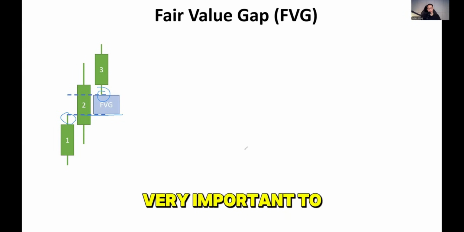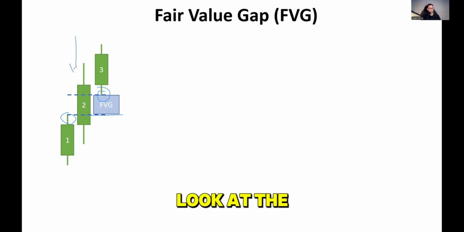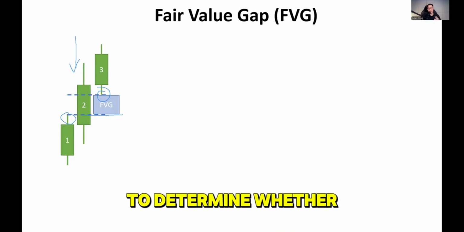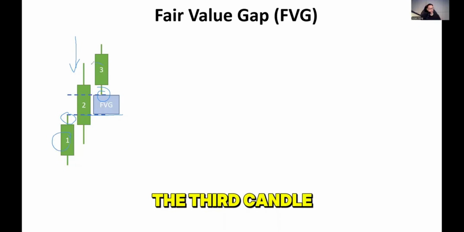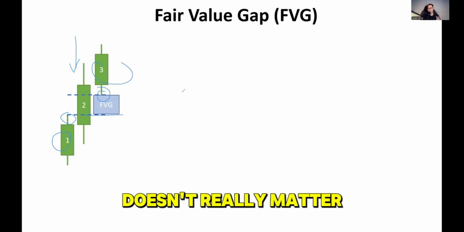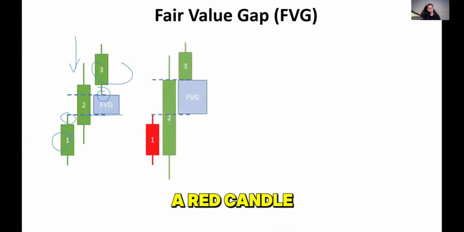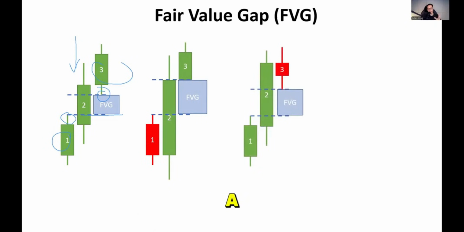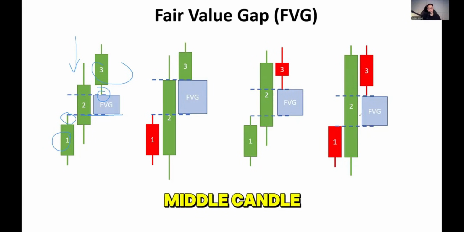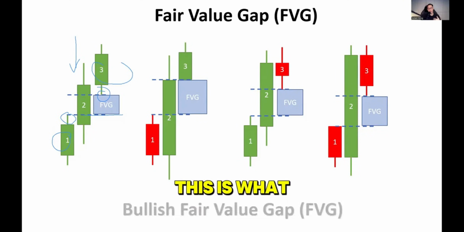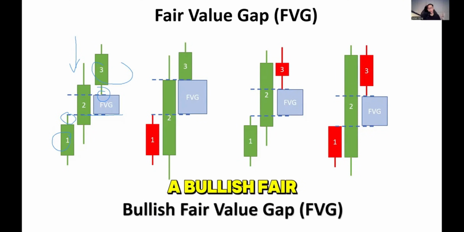Now, very important to note that we only look at the middle candle to determine whether it is bullish or bearish. The first and the third candle don't really matter. It can be a red candle. It can be a red candle on the third candle. It can be first and third being red as well. It doesn't really matter. You want to look at the middle candle. As long as it's green, this is what we call a bullish fair value gap.